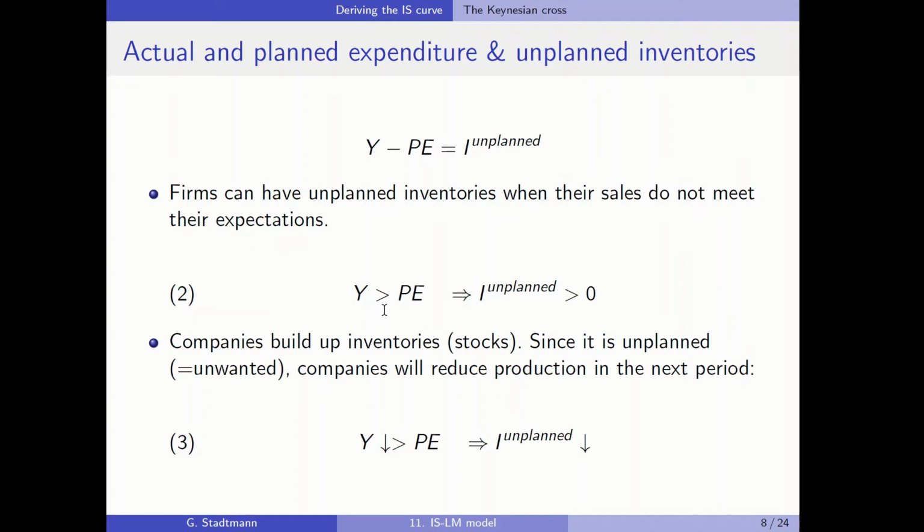So in case Y is larger than PE, then I unplanned is larger than 0, and the companies have to build up inventories, they have to build up stocks, and since this is unplanned, which implies that it is unwanted, companies will reduce production in the next period. Companies are adjusting GDP so that GDP decreases, and hence the unplanned inventories decrease. So of course, one equilibrium condition is that unplanned inventories are equal to 0. And in this situation, actual expenditure has to match planned expenditure.